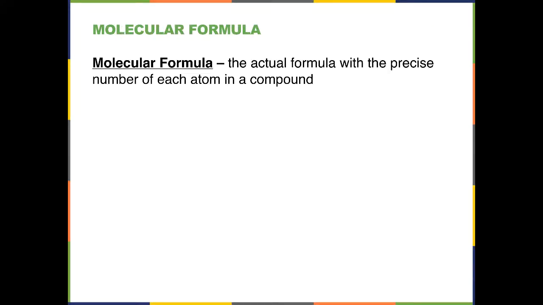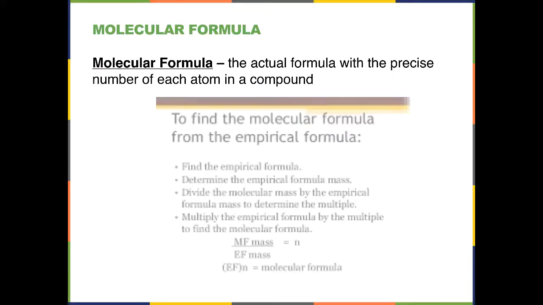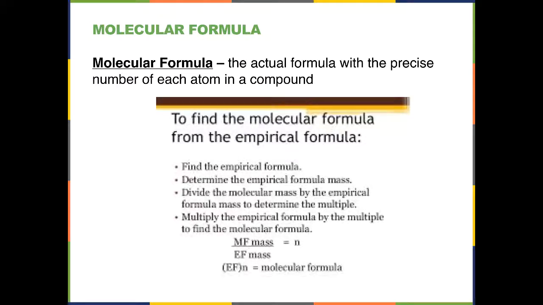Now, as I said before, the molecular formula is the precise formula, whereas the empiric formula is the simplest formula. The molecular formula is the exact formula and tells you the exact number of each atom in a compound. So to find the molecular formula from the empiric formula, after you've found the empiric formula and the formula mass for that empiric formula, you have to know the molecular mass, and you divide the molecular mass by the empirical mass, and that gives you a whole number, n. Then you multiply the empiric formula by that whole number n, and it gives you the molecular formula.